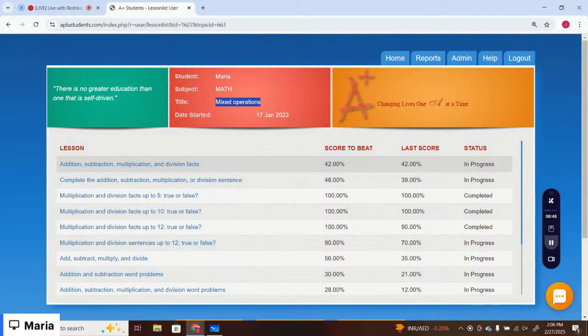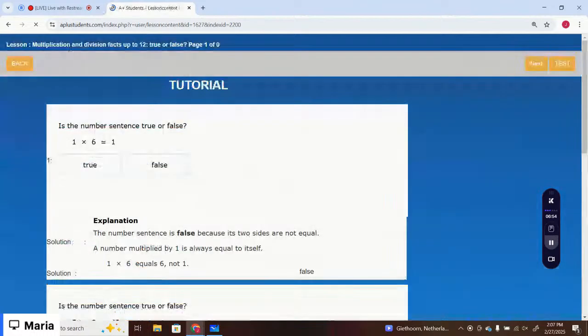Here I'm on grade 3 math. The chapter we're on right now is mixed operations. Let's just start with the lesson that is multiplication and division facts up to 12. Is the number sentence true or false? 1 times 6 equals 1. 1 times 6 equals 1, that is false. Let's just start with the test questions.